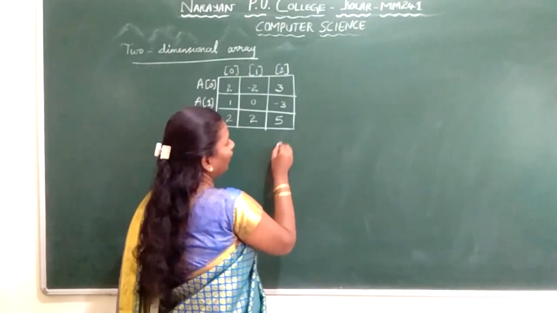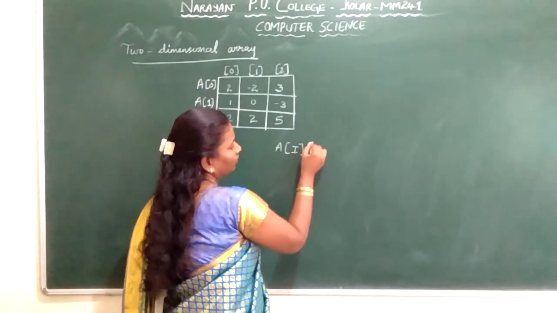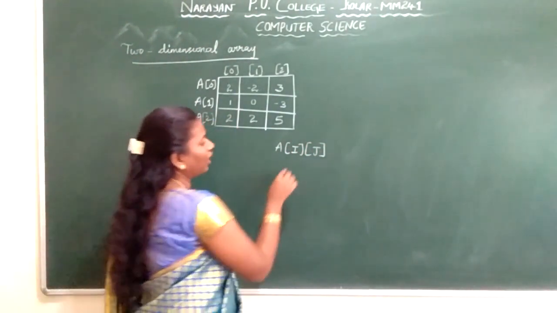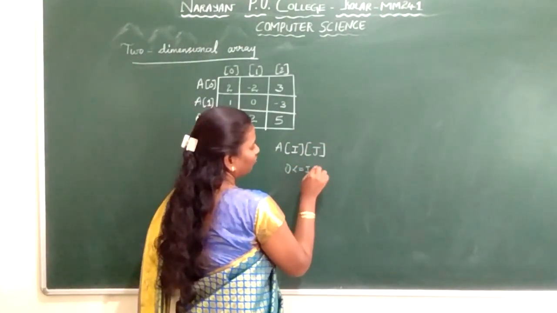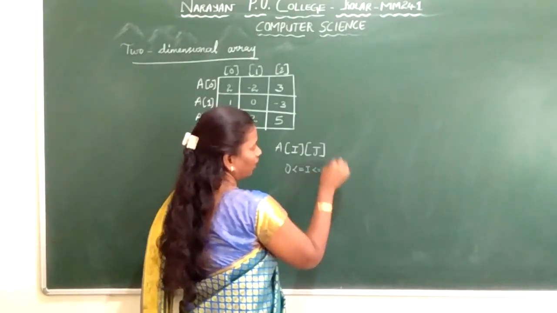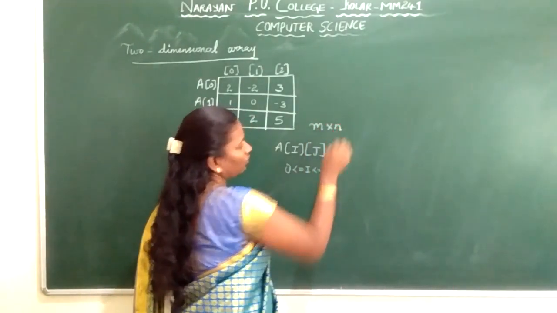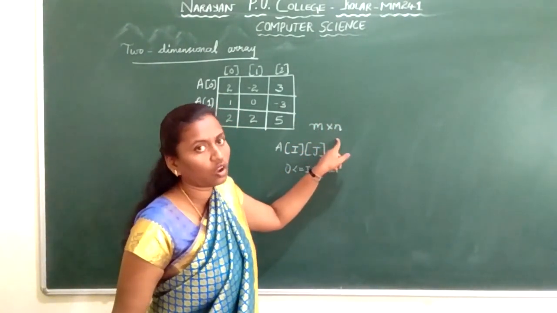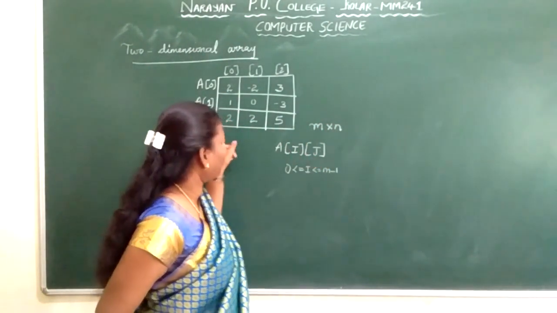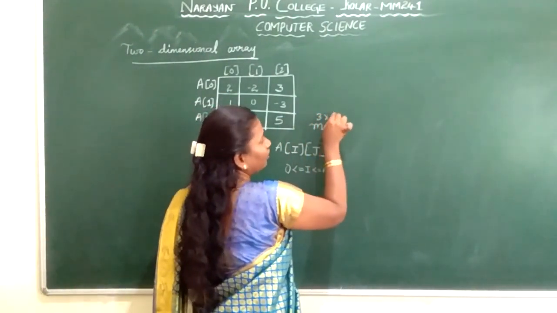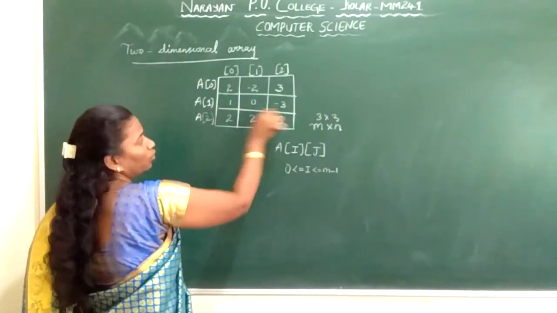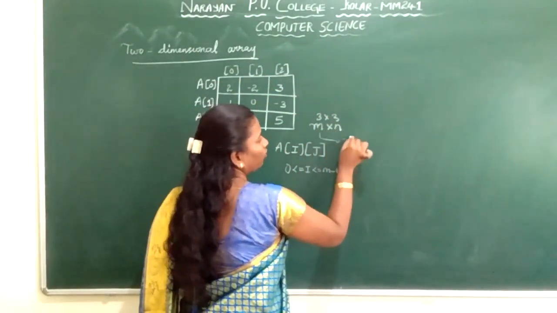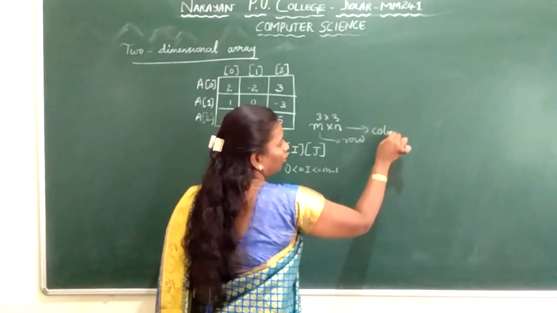So in a two-dimensional array, I have A of i, j. It has two subscripts i and j, where 0 is less than or equal to i, and i is less than or equal to m minus 1. When we talk about a matrix, we talk about m cross n, where m stands for the rows and n stands for the columns, m into n. What is m here? 3. What is n here? 3. How many rows are there? 1, 2, 3. How many columns? 1, 2, 3. So m is your row count, and n is your column count.